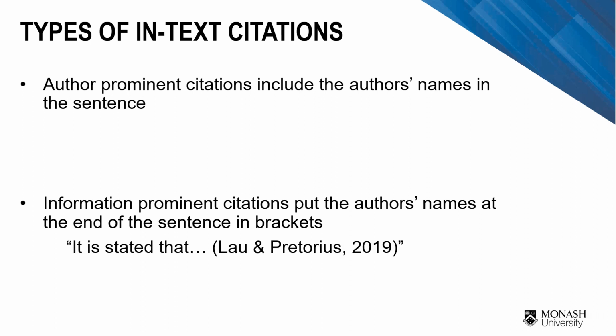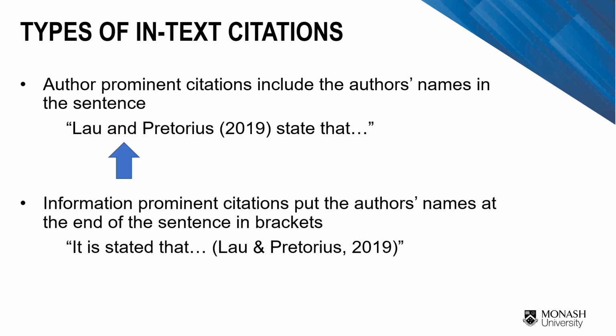Information-prominent citations are used to focus on the content, while author-prominent citations are used to also place emphasis on the fact that a specific author made that claim. You should use both types of in-text citations in your writing. Note that when the author's names are in the sentence, you should use the word "and", whereas you should use the ampersand sign when the author's names are in brackets.